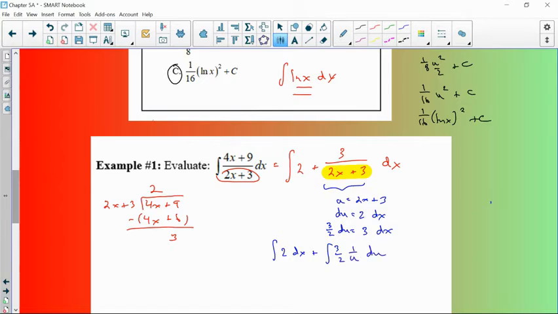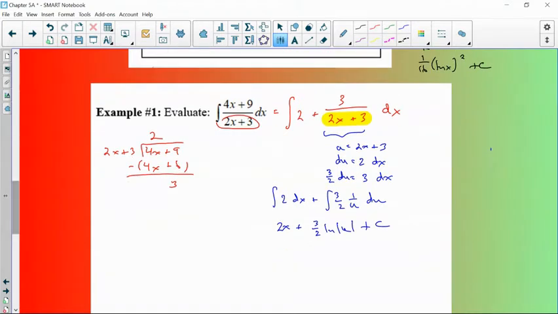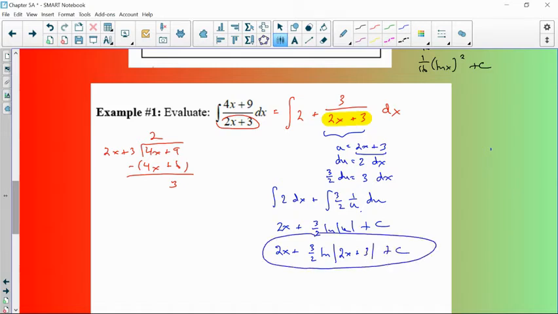I separated that because this one's in terms of u right now, and this one's in terms of x because it didn't need a u substitution. Its antiderivative is just 2x. This one is 3 over 2 times the natural log of the absolute value of u plus c. And then now we can go back and say, well, what was u? It was 2x plus 3. So 2x plus 3 over 2 times the natural log of the absolute value of 2x plus 3, plus c. Again, you could take the derivative and check your work. You'd have to add your common denominator to get to that expression right there.